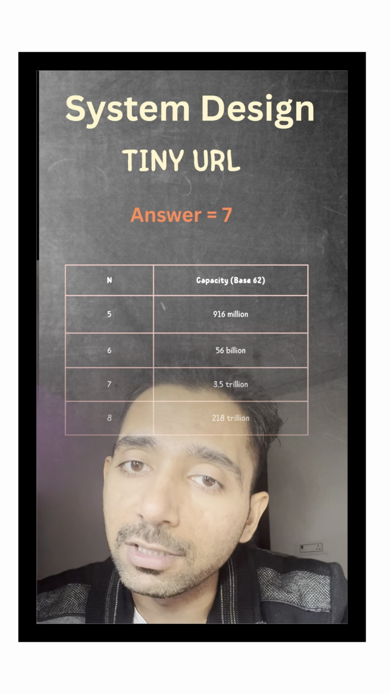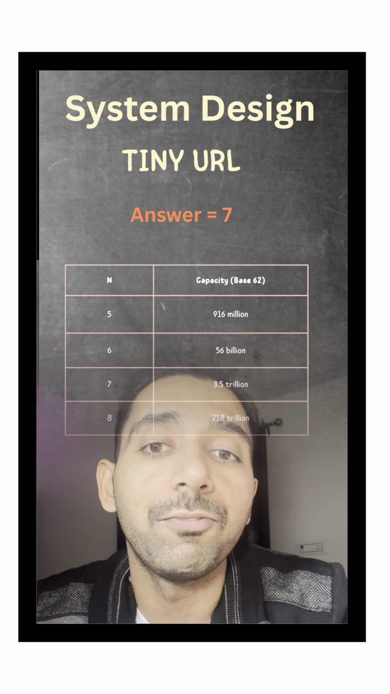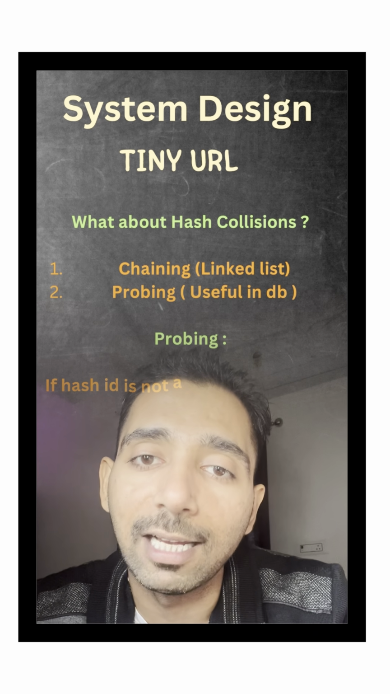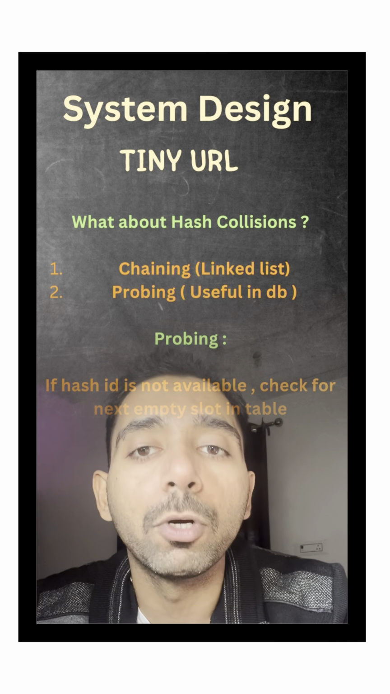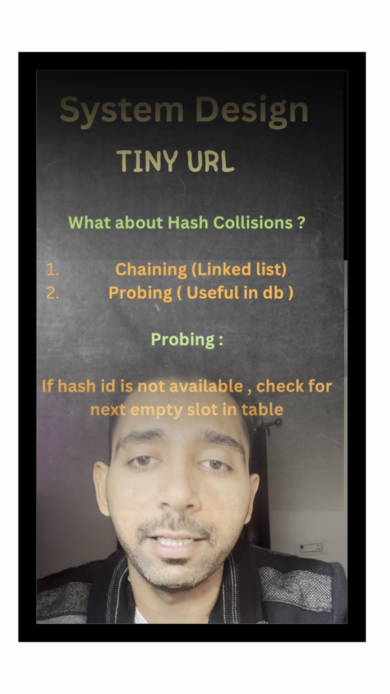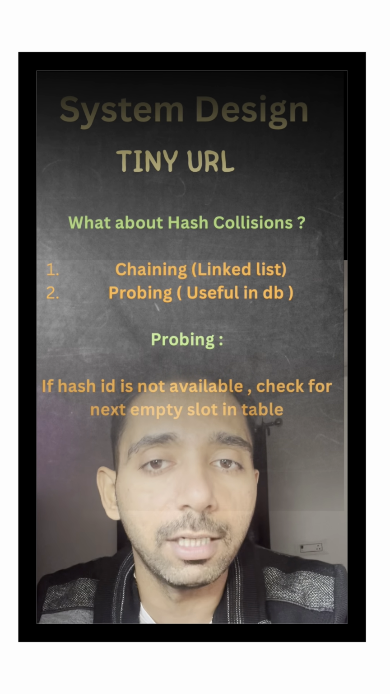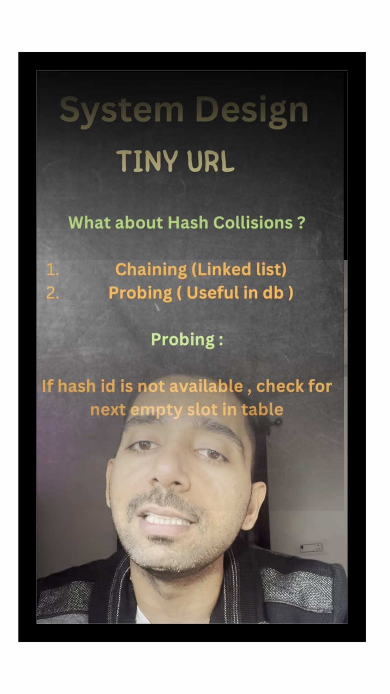Now when you are picking the first 7 characters, there is a possibility you can face some hash collisions. What are the possible solutions to resolve that hash collision? In the case of a hash map, collisions are resolved using chaining, linked list chaining, right? When you have the same key, values are appended into the linked list. But in the case of a database, it does not work.